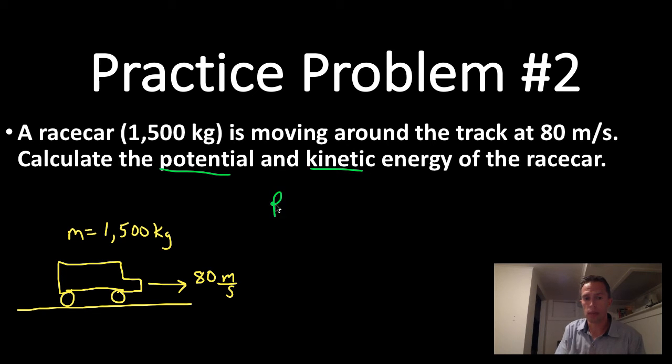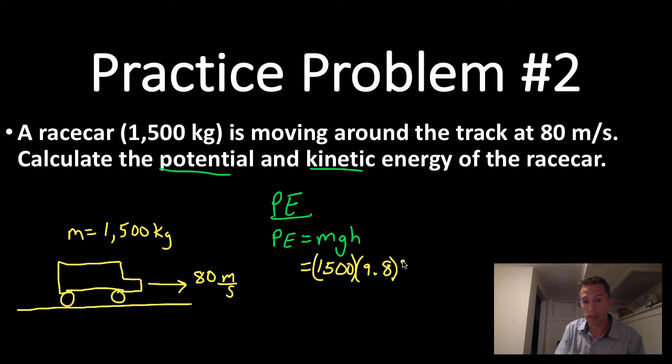So let's do that. Potential energy first. Again, let's go over the formula. Potential energy is equal to mgh. And so let's plug in the numbers. The mass is 1,500. So I'm going to plug that in right there. G is 9.8.